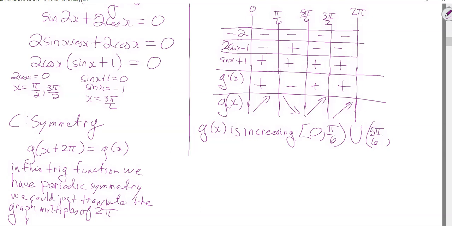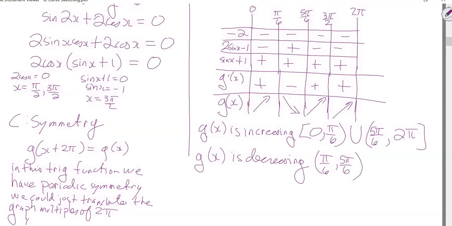But in that case, because I know the function is continuous, I'm just going to say it's increasing from 5 pi over 6 to 2 pi. Otherwise, I'd have to split the interval. If there was an asymptote there, then we would have to split this interval and say 5 pi over 6 to 3 pi over 2, union 3 pi over 2 to 2 pi. But it's continuous, so it's going to increase from 5 pi over 6 straight up to 2 pi. And it is decreasing where? Pi over 6 to 5 pi over 6. Okay. And that's it.